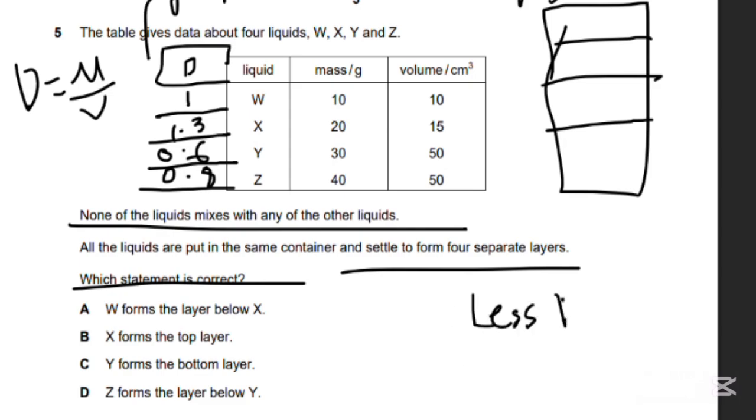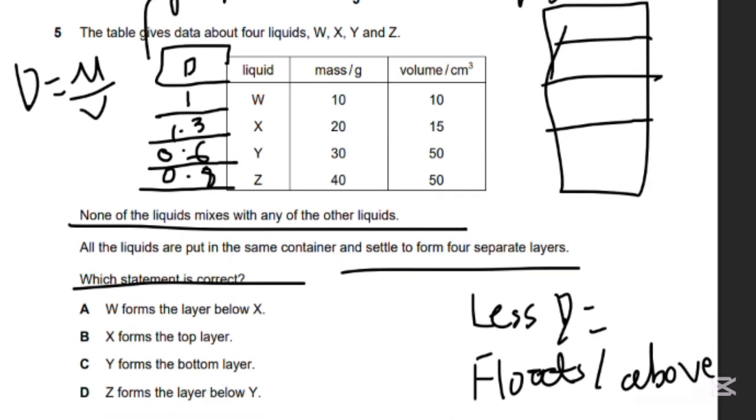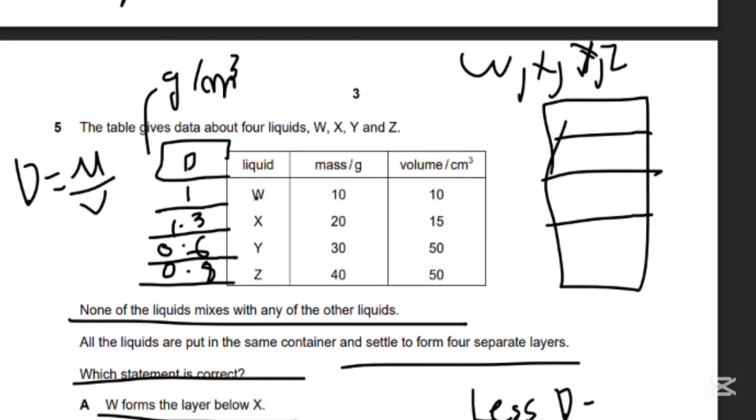Okay, so which statement is correct? So we know that the less dense one floats, right? It floats on the others, or is above the other. So W forms the layer below X. So W is 1 and X is 1.3. 1 is obviously less than 1.3, so it has less density, so it should be above, but it says over here that it forms below, so this is wrong. Then X forms the top layer.